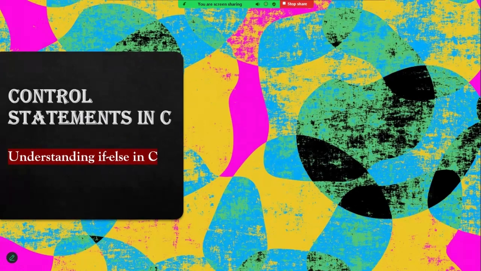Today we will discuss the if-else statement in C. This is part 2 of control statements in C. So let's start.